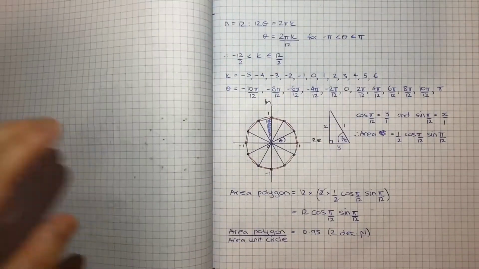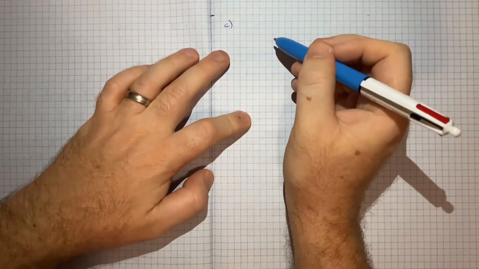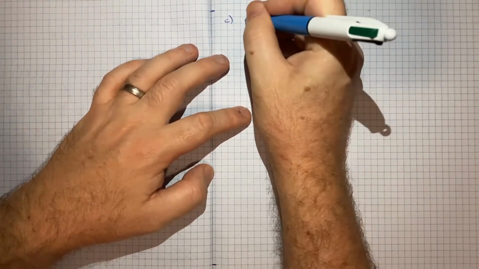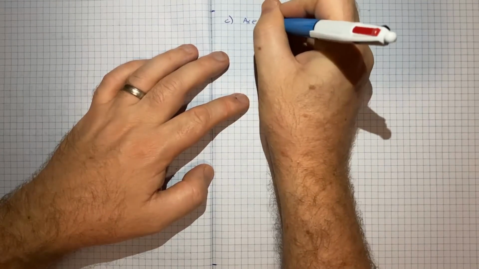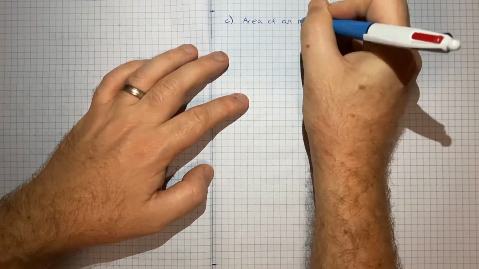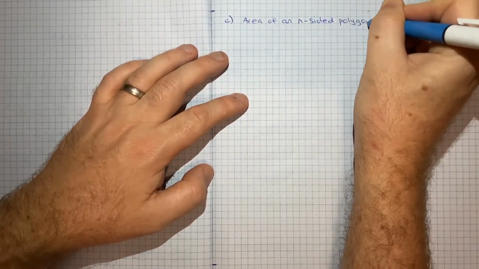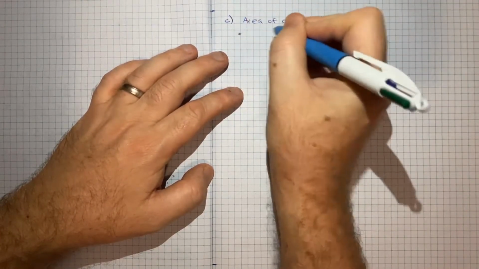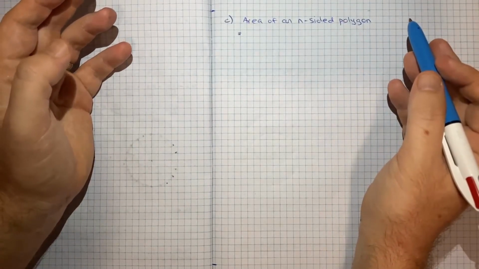So now we get on to the next part, the part that the student was struggling with, part C. And that asked us to get a formula, I guess, for the area of an n-sided polygon. And that might sound like a kind of random question, I guess. It's like, well, where does that come from? We've been doing roots of unity in the Argand plane.